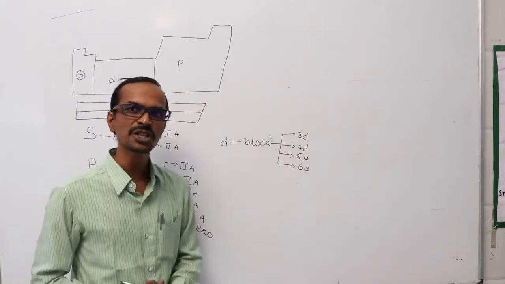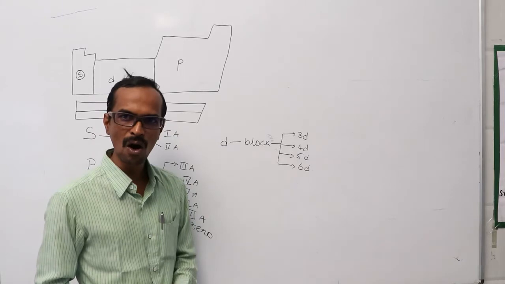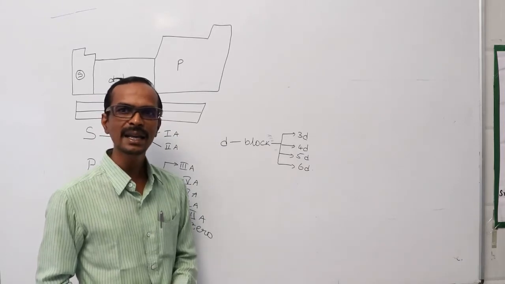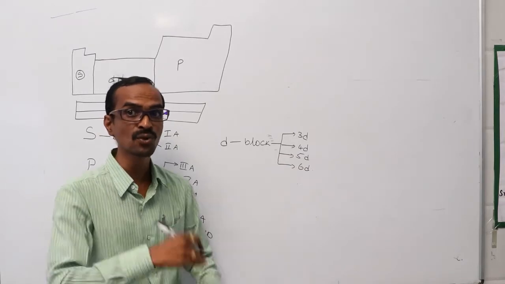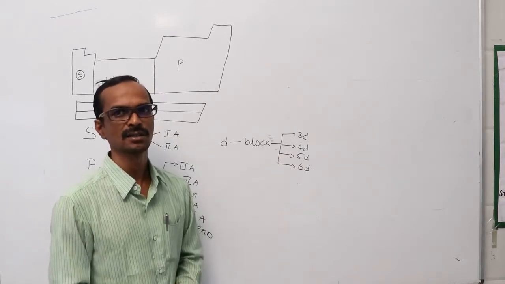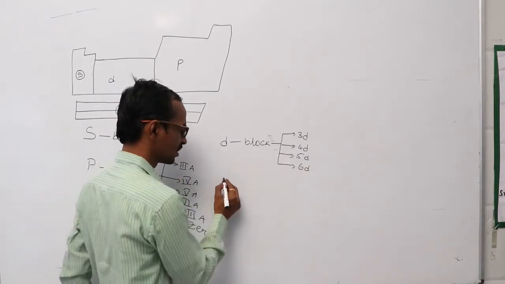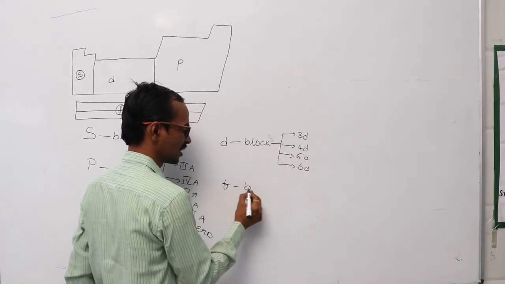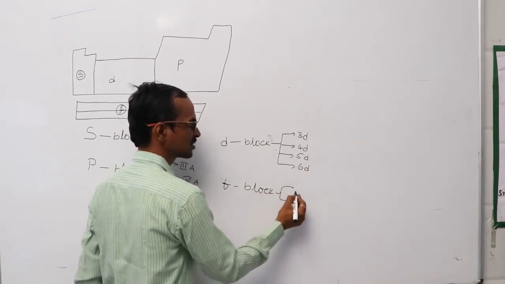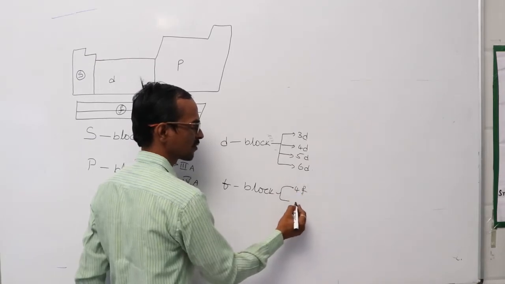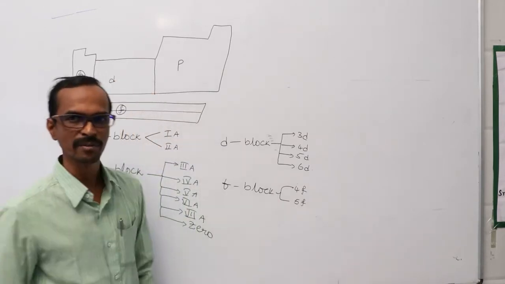And if the differentiating electron enters into the f orbital of the anti-penultimate shell, that means the shell which is present before the penultimate shell, that is the n minus 2 f orbital, those are known as the f block elements. Here there are 2 different series of elements based on the f orbital: 4f orbital and 5f orbital.